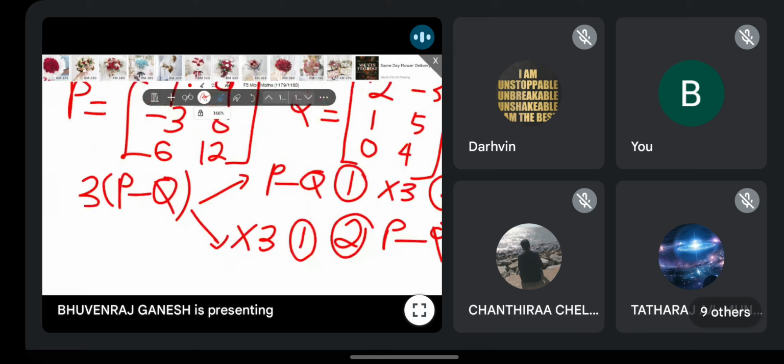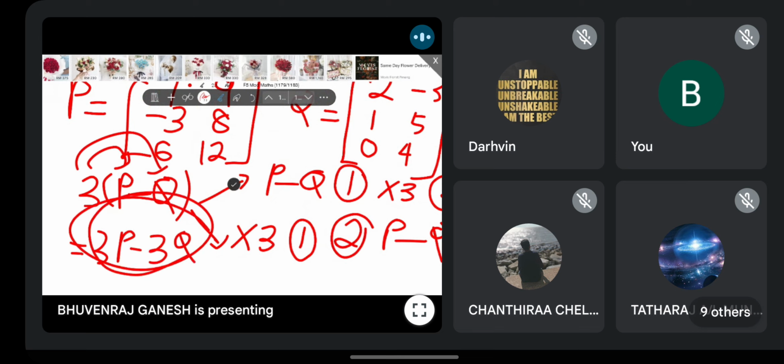Very simple. The first method is basically, right, you solve the one inside first, then you times your answer by 3. Second method, you times the 3 inside first to get 3P minus 3Q, then you solve this one. Do you all understand, guys? So both methods will give you the same answer. Okay, you can try out and see.